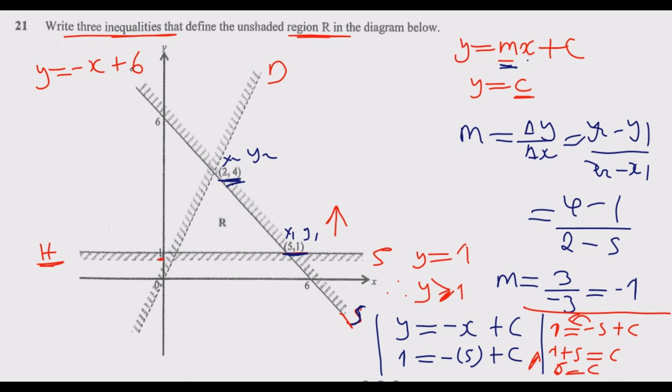But what we are looking for is the region. The region we're interested in is the region below this line, which is down here.